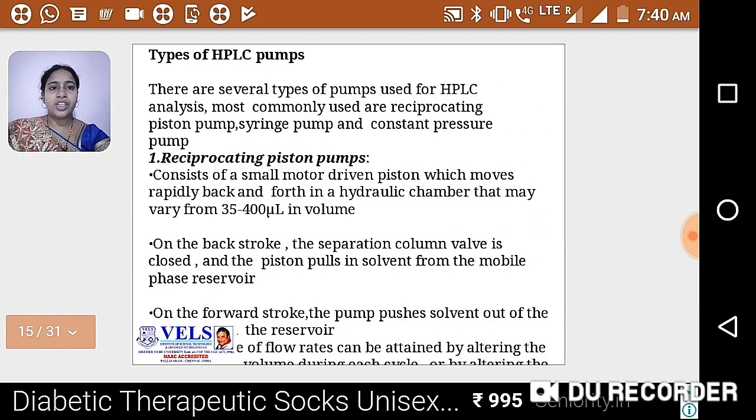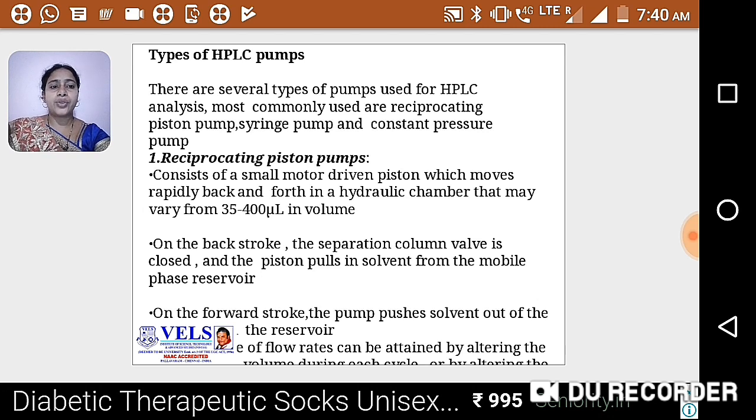The types of HPLC pumps. There are several types of pumps used for HPLC analysis. Most commonly used are reciprocating piston pumps, syringe pumps, and constant pressure pumps. Reciprocating piston pump consists of a small motor driven piston which moves rapidly back and forth in a hydraulic chamber that can vary from 35 to 400 microliter in volume.